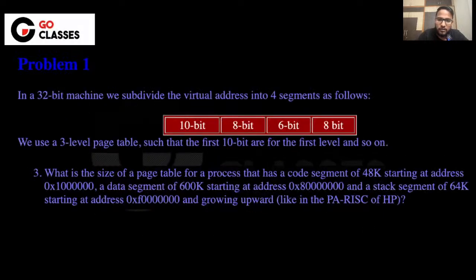Okay, so what they are saying is, what is the size of the page table again, right? Earlier they also asked the size of the page table, now they are asking it again, and now they are asking what is the size of the page table if the process is using 48k starting from this address and 600k.